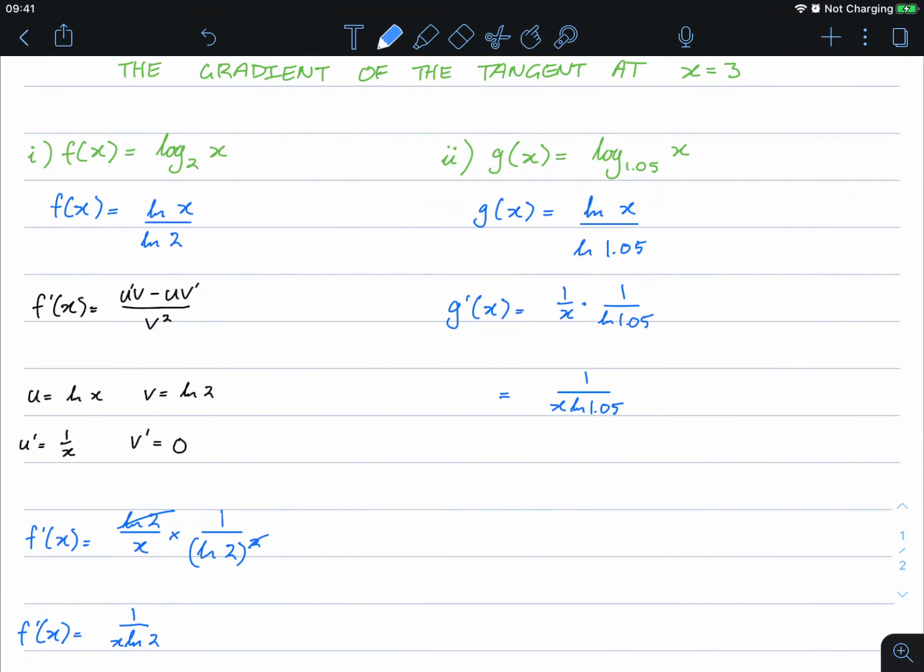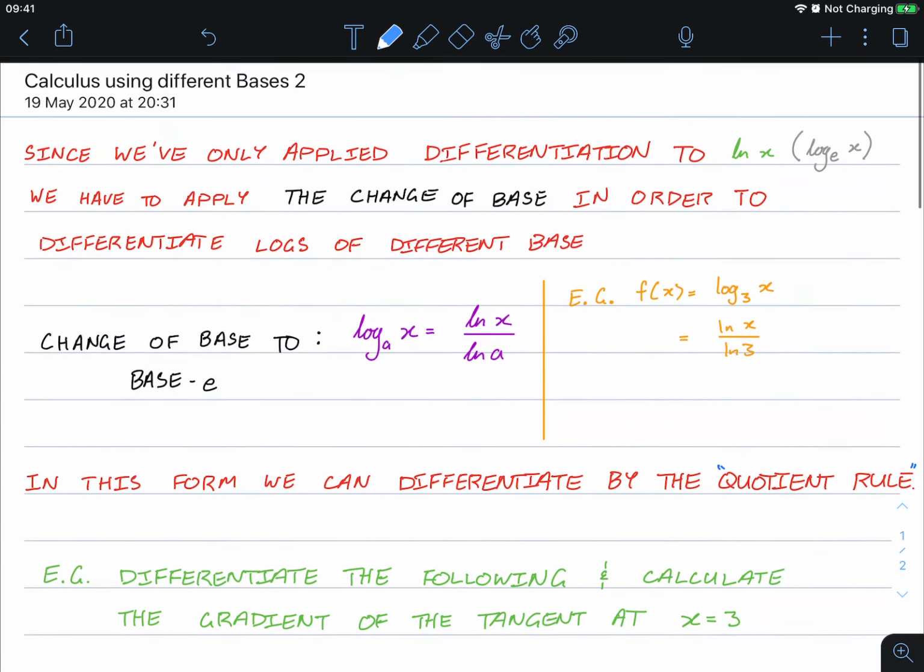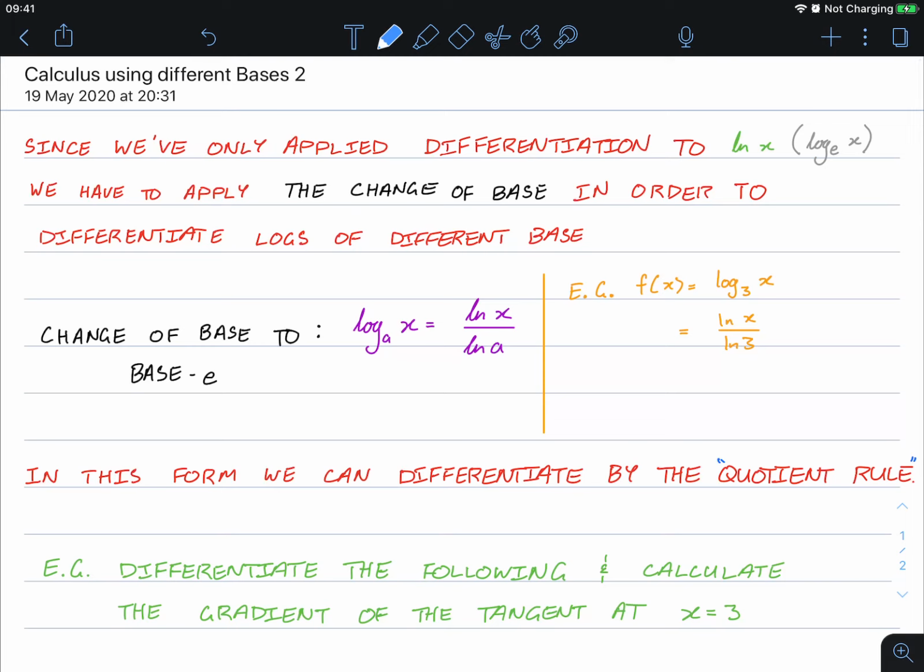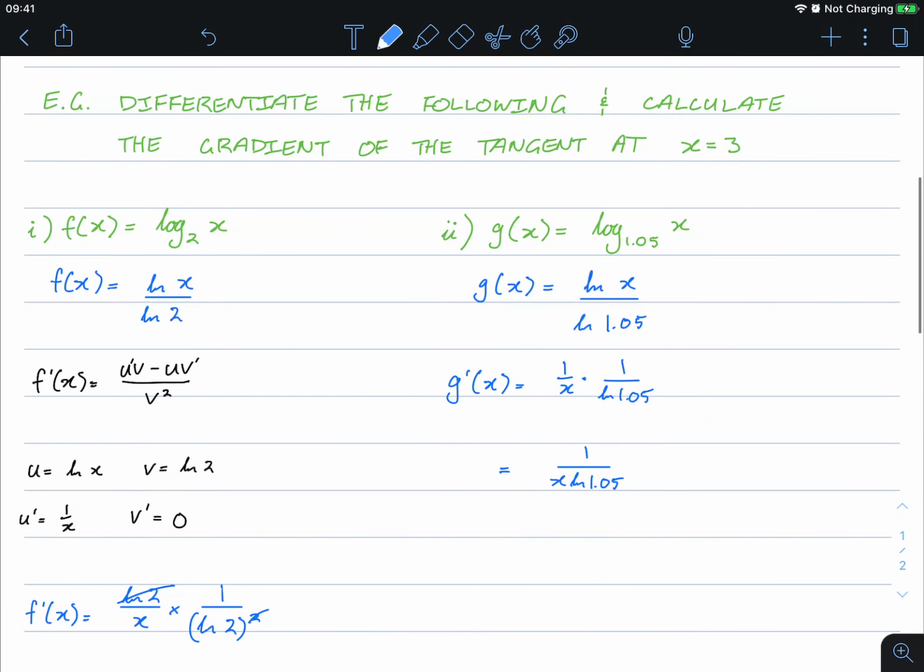Nice quick shortcut there. Well, I hope that gave you an insight into changing the base of log base a of x into terms of log base e, and using that expression to differentiate any log base.